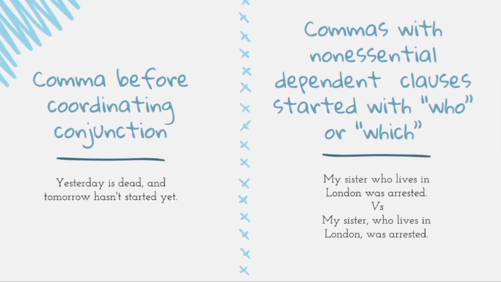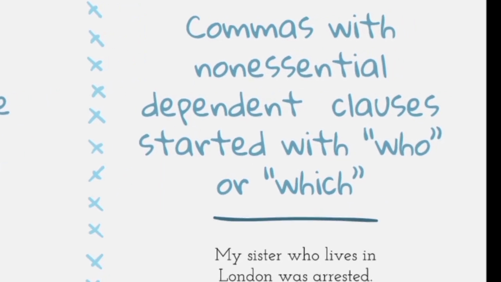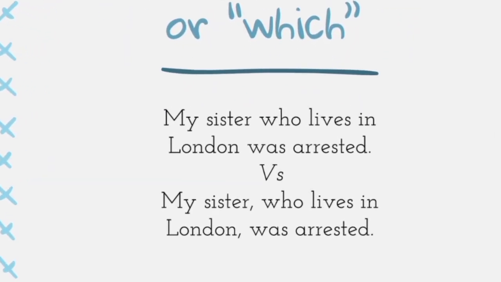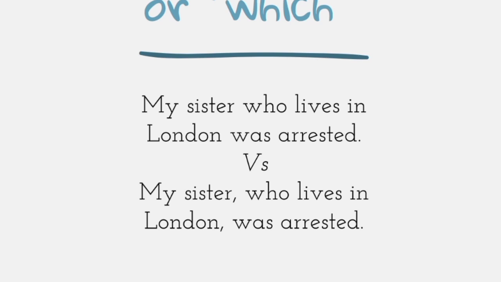Point 2: use commas with non-essential dependent clauses that start with who or which, or any relative pronoun for that matter. If the clause functions as an adjective, it is essential to specify its noun. For example, my sister who lives in London has arrived. Here the clause is essential to identify, because from the words "my sister" the reader would infer that you have more than one sister. And then the next example, my sister, who lives in London, has arrived.